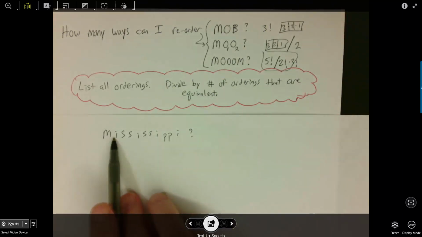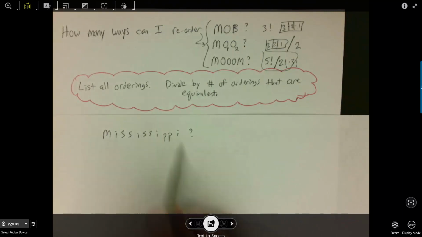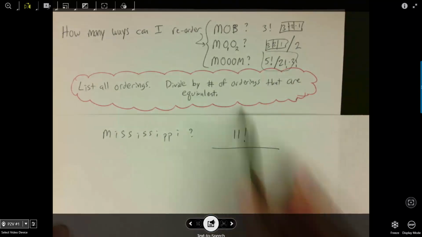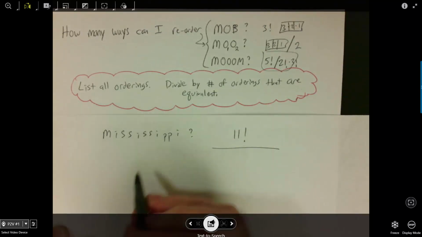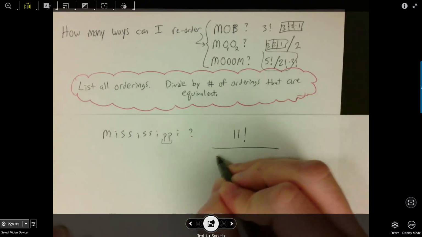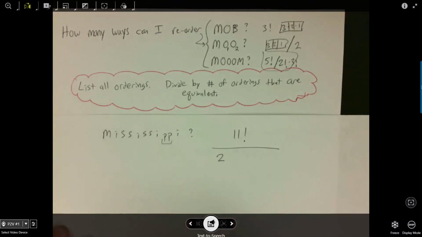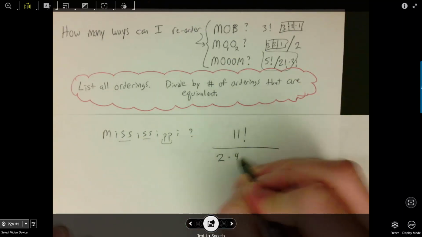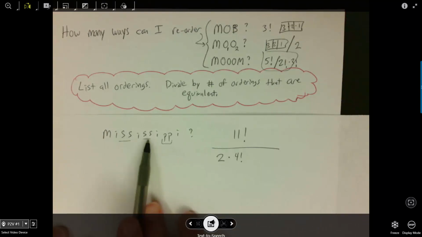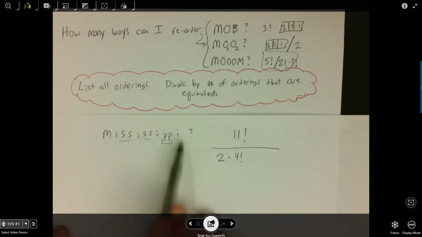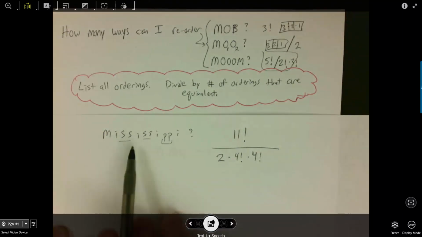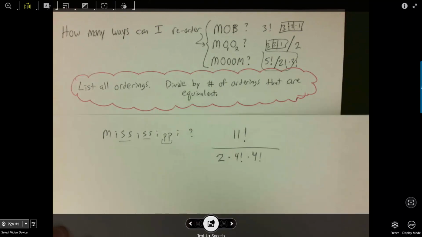So let's see, there's 1, 2, 3, 4, 5, 6, 7, 8, 9, 10, 11 letters. So there's 11 factorial ways of putting them in an order, but then I'm dividing by the orderings that are equivalent. So I could swap the 2 P's. So I'll divide by 2, because there's 2 ways of swapping the P's. There's 4 S's, so I'll divide by also 4 factorial, because that's how many ways I could reorder the S's. There's also 4 I's, so I'll divide by another 4 factorial, because that's how many ways there are of swapping all the I's. And that's going to give me the total number of ways of reordering Mississippi.